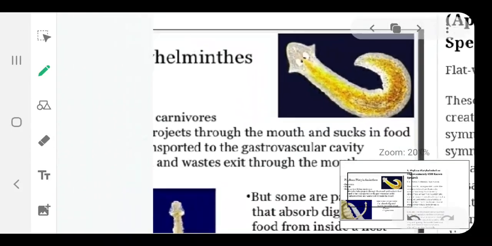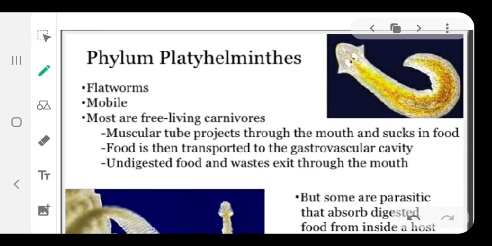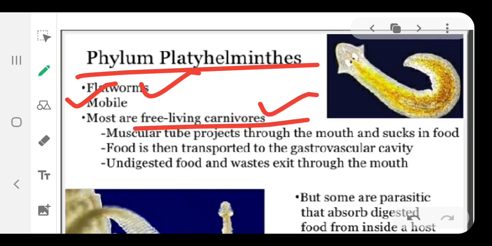Then third is called Platyhelminthes. So underline this term again. See the name, Platyhelminthes. You should know how to pronounce the name, Platyhelminthes. All the flatworms come into this particular phylum, and they are all mobile, and most of them are free living carnivores. Write down the new word, free living carnivores. They have a muscular tube projecting through the mouth that sucks the food. So underline these points for your reference.